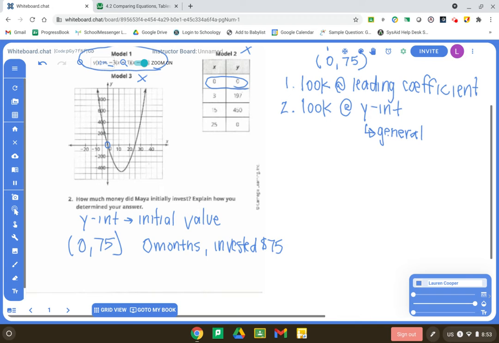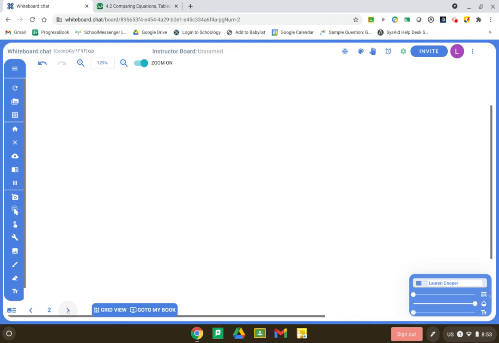Okay, let's go ahead and go to the next page. We should be using Desmos for this.